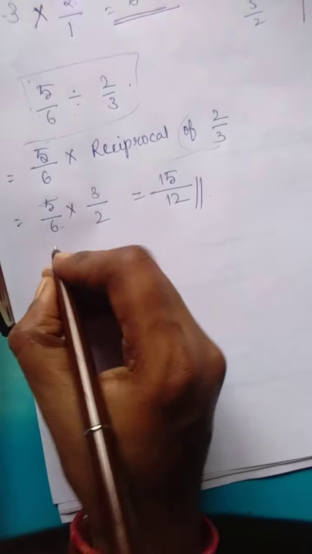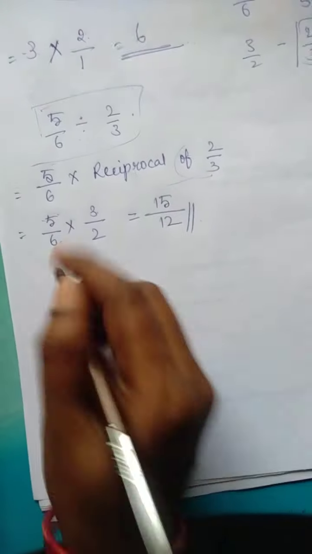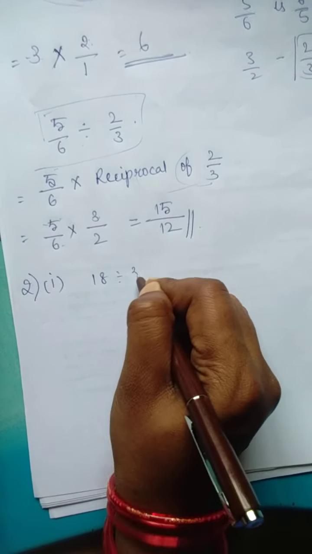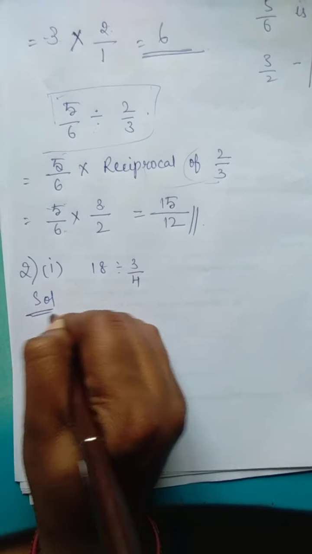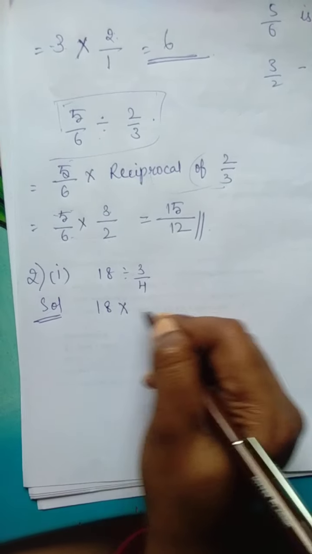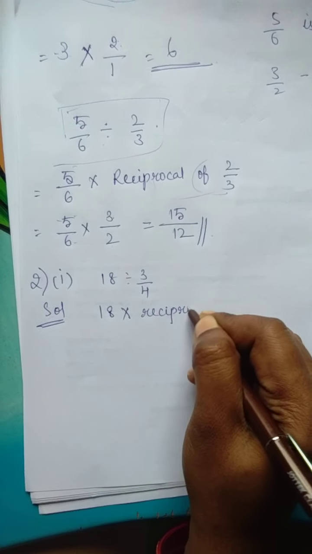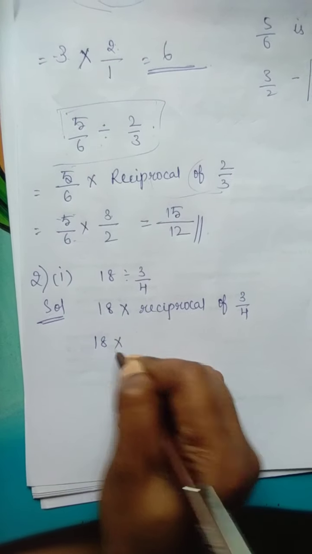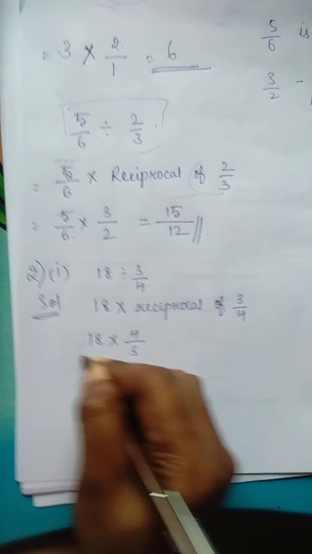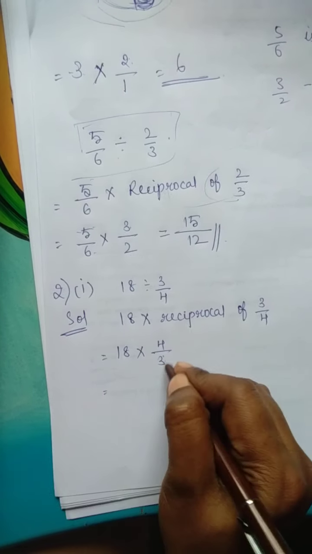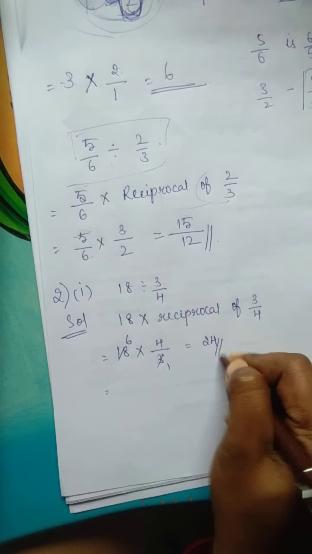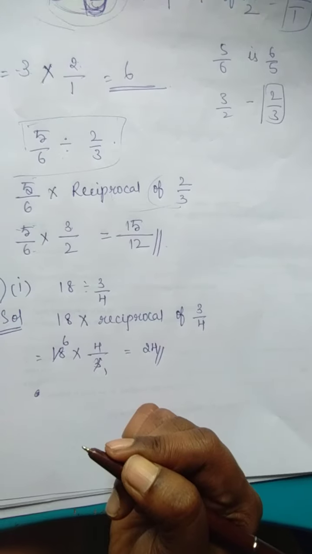Next, find 18 divided by 3 by 4. I'll tell you one problem and the remaining you have to do on your own. In the second bit, the first one is 18 divided by 3 by 4. In the solution, 18 into the reciprocal of 3 by 4, means 18 into 4 by 3. Now 3 1s are 3, 3 6s are 18, 6 4s are 24 is your answer. Like this you have to do. Clear?